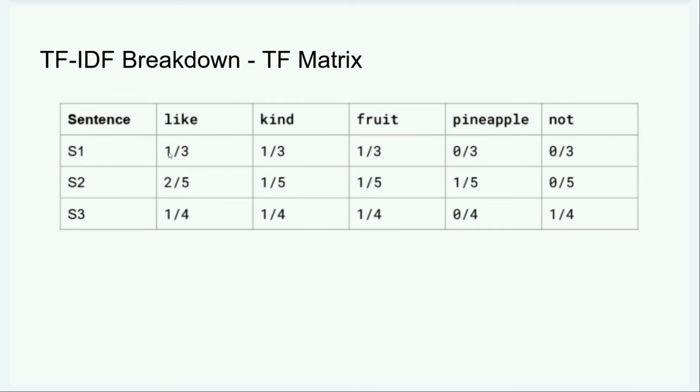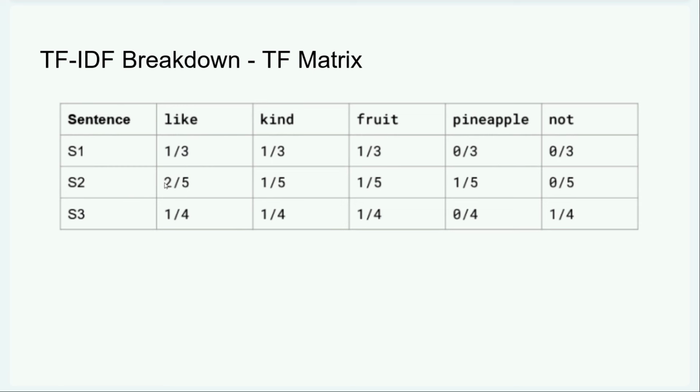Now for the first sentence, the total number of words in the sentence is 3. Like appears once, kind appears once, fruit appears once. So this is their term frequencies. Pineapple and not do not appear. So this is their term frequency.